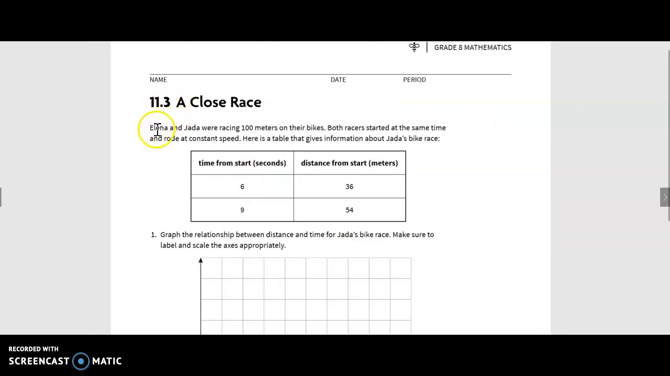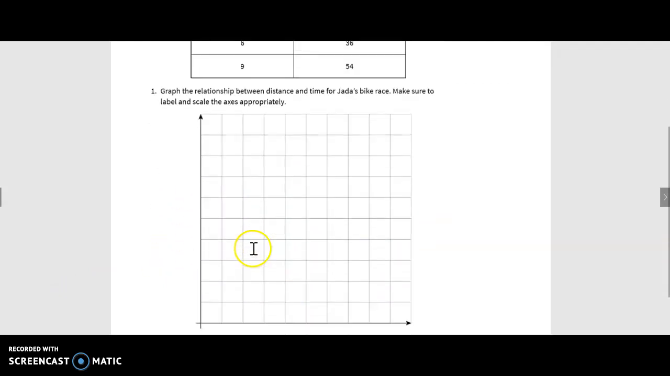All right, 10.3. Elena and Jada were racing 100 meters on their bikes. Both racers started at the same time and they're going at the same constant speed. Here's a table that gives information about Jada's bike race. So the table is all about information for Jada. Number 1, graph the relationship between distance and time for Jada's bike race. Make sure to label and scale the axis appropriately.